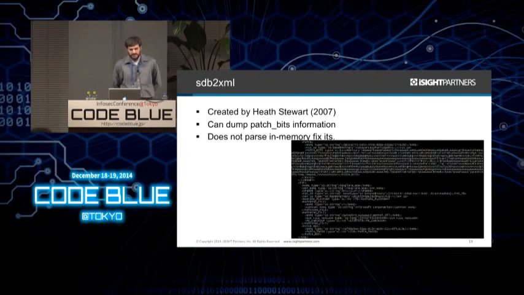I've got some lines on here that say it does not parse in-memory fix-its, and it cannot dump patch bits information. That is related to a previous talk I did this year, which was solely focused on the in-memory patching features of this compatibility framework. That patch bits information is basically that big blob of base64 on the top. And that blob is what actually got me started in this, trying to figure out what is that, what does it do, and how can I analyze that.